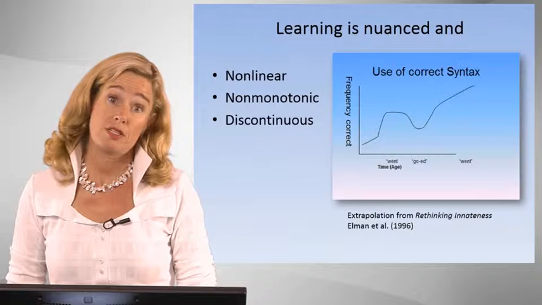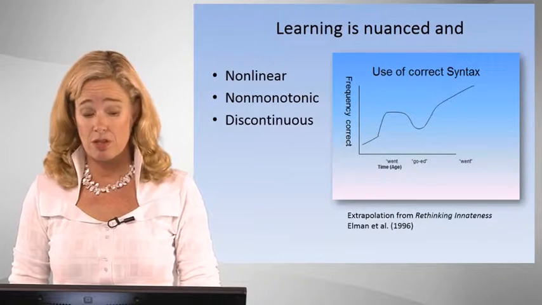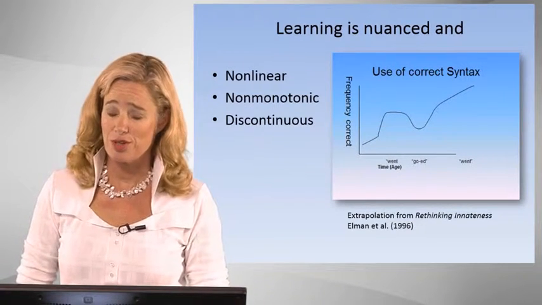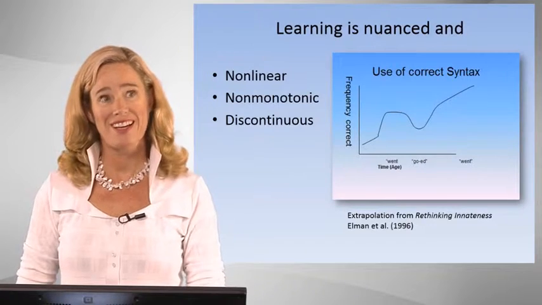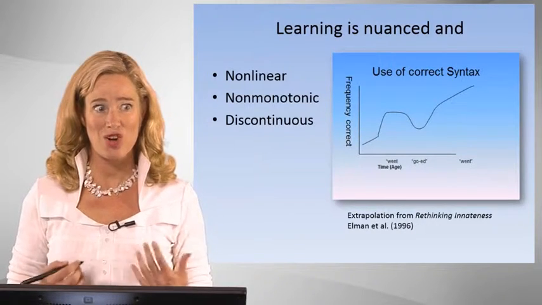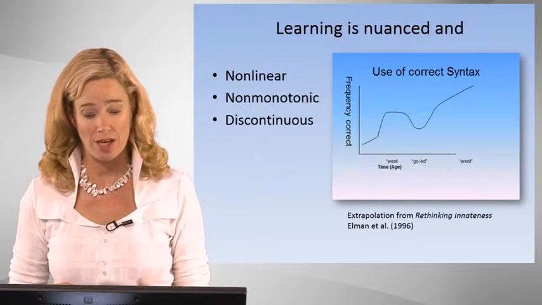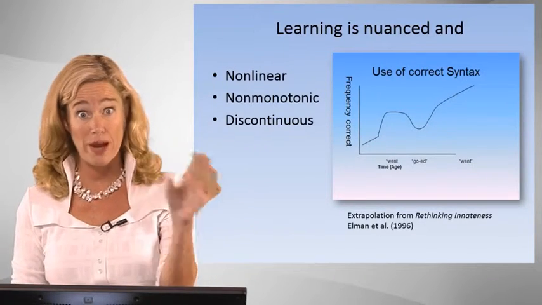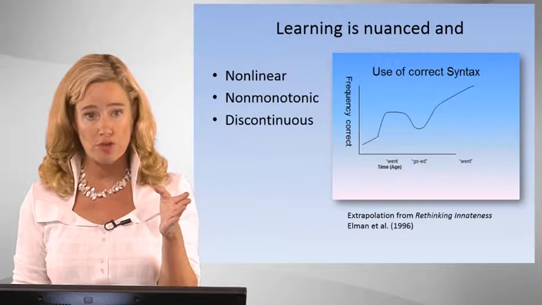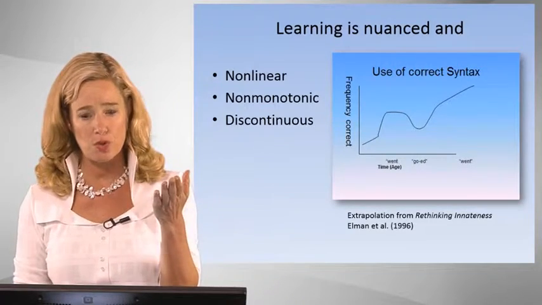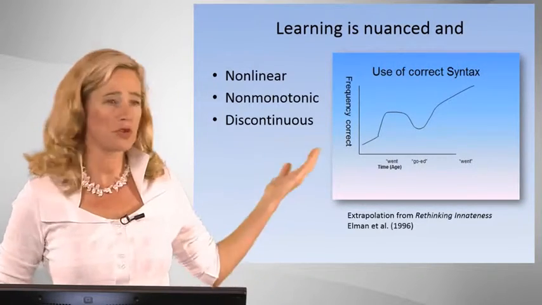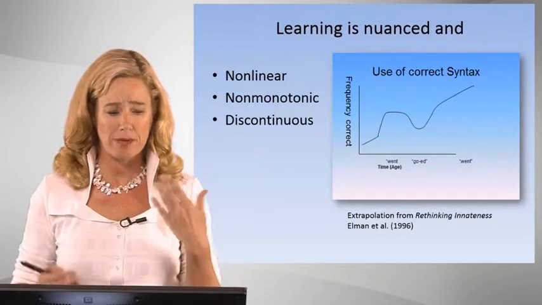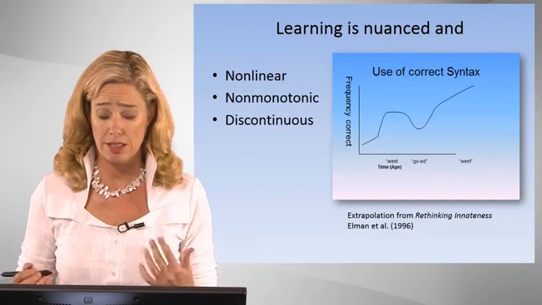Because learning is nuanced, and it's also nonlinear, non-monotonic, and discontinuous, we have to be really aware that it is hard to measure and hard to teach sometimes. So this is a very famous example of syntax, right? Little kids say went, and then they overlearn the -ed rule and they say goed, but then as they get older, they go back to using went again correctly. So that's what I mean by non-monotonic, non-linear.